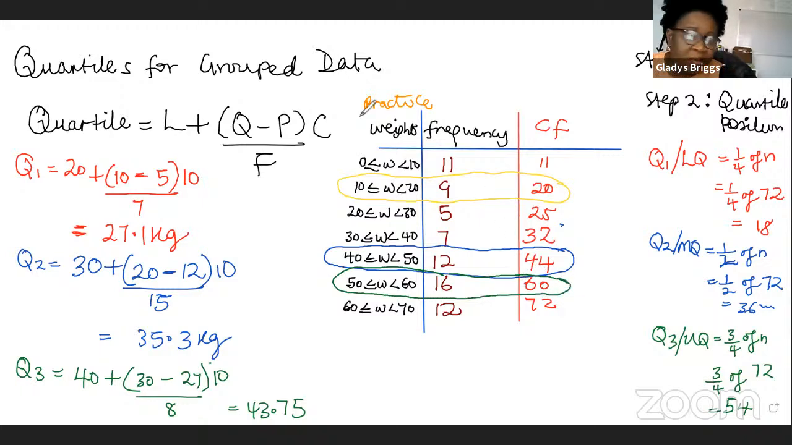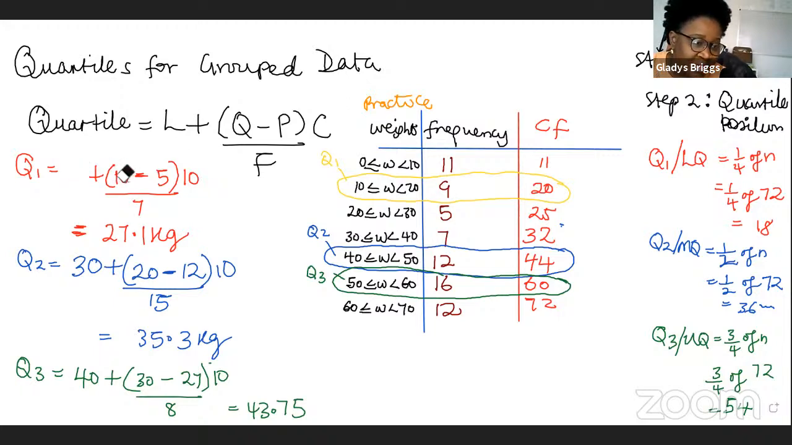Okay, guys. So you can see that it's a little bit tricky. You have to pay attention to it, if not, you get it mixed up between finding out where the data goes and which one is the quartile class. So this is quartile 1, and this is quartile 2, and this is quartile 3. Now you need to put them in here. The lower limit of the quartile class for quartile 1 is 10.